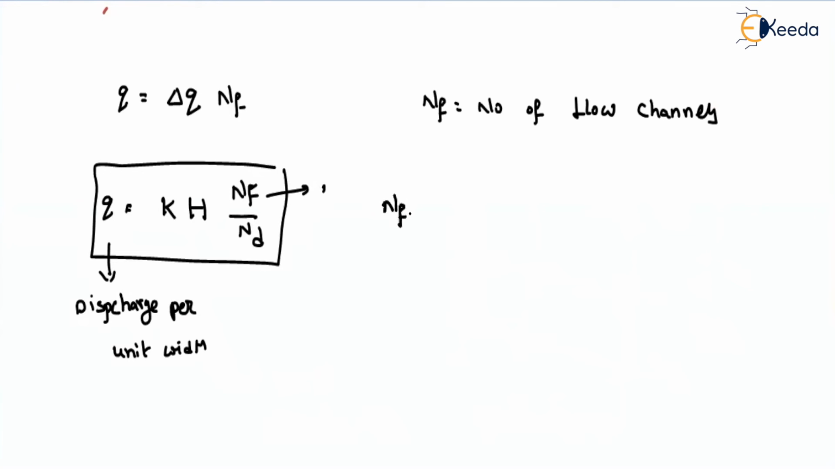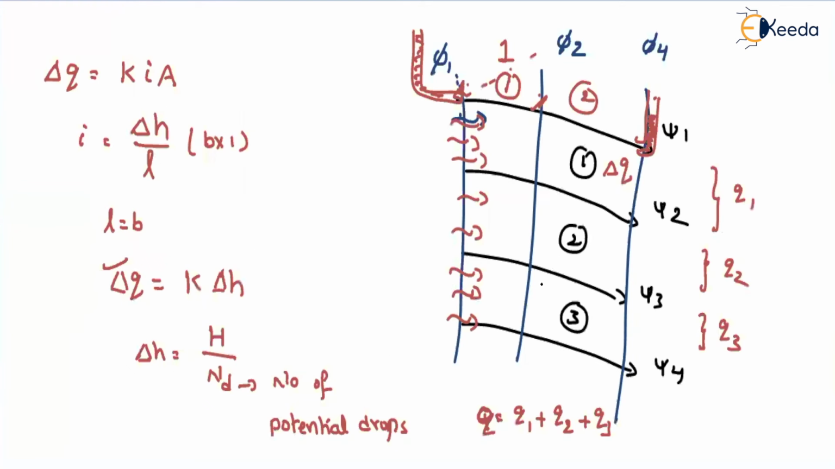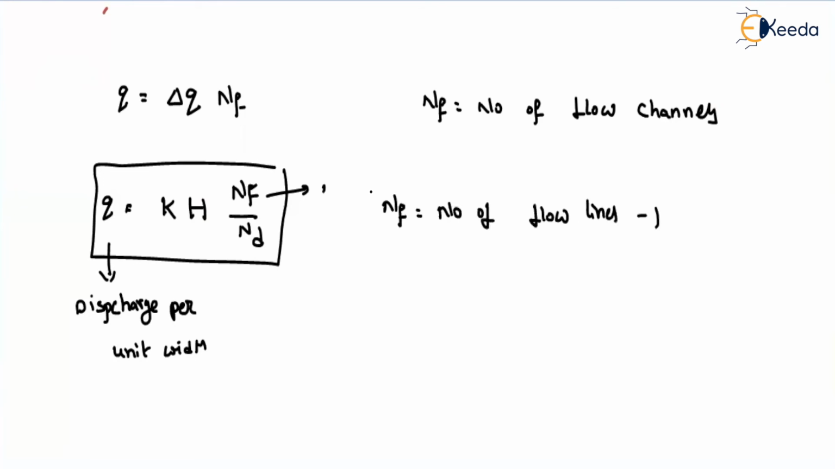NF, I can say it as the number of flow lines minus 1. In this example, how many flow lines can you say? 1, 2, 3, 4. How many flow channels? 3. That means if you know the number of flow lines minus 1, that is nothing but the number of flow channels. How can I find out ND? That is nothing but the number of potential lines or equipotential lines minus 1. So by using this relation, we can find out the seepage per unit width for an isotropic medium.